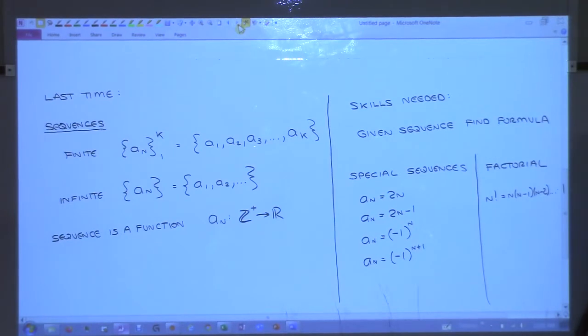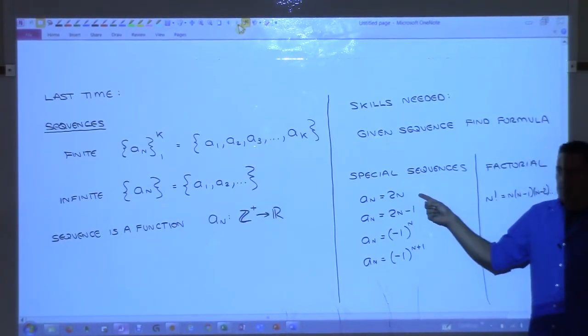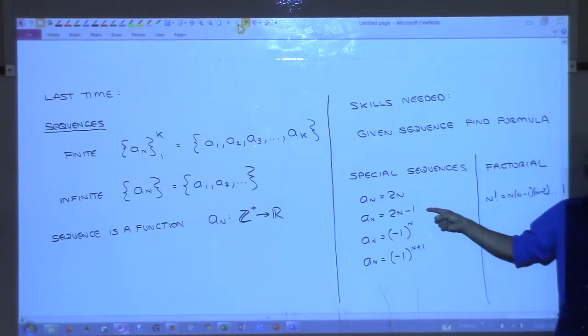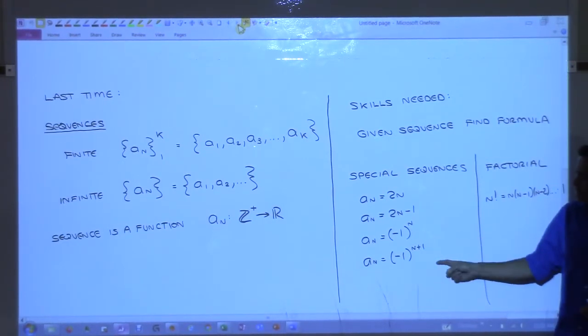Some of the special sequences that we had, here we go. This is just a few of them. Y'all remember what this sequence generates? The even numbers starting with 2. This would create the odds starting with 1. This would create an alternating sequence. This would start with negative, and then this would be alternating starting with positive, right?